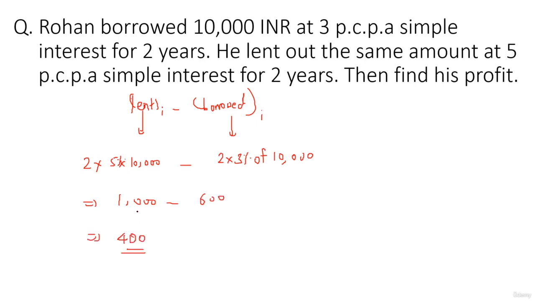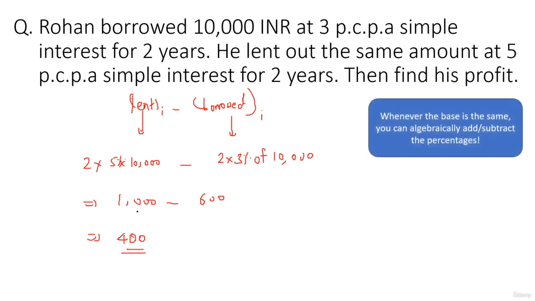Now there is a much quicker way to solve this question apart from doing this. Okay. See, what we observe is whenever the base is the same, you can always add or subtract the percentages. This we basically use in pie charts also. Okay. So you'll be getting 5%. You'll be giving 3%. The difference is 2% every year. 2 साल में 4% हो जाएगा. 4% of 10,000 is 400 rupees. That's the answer.